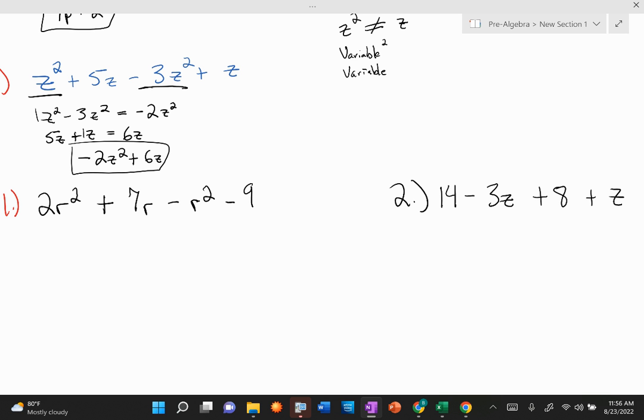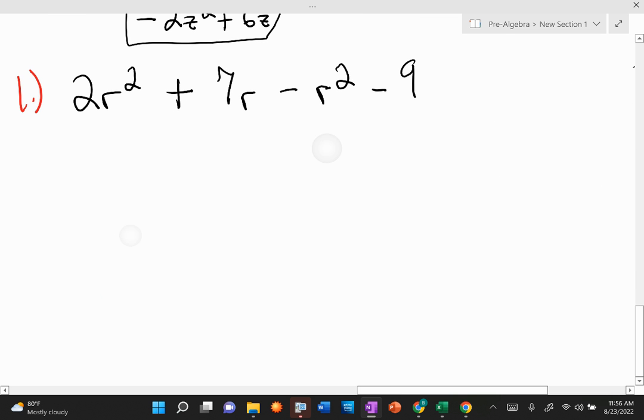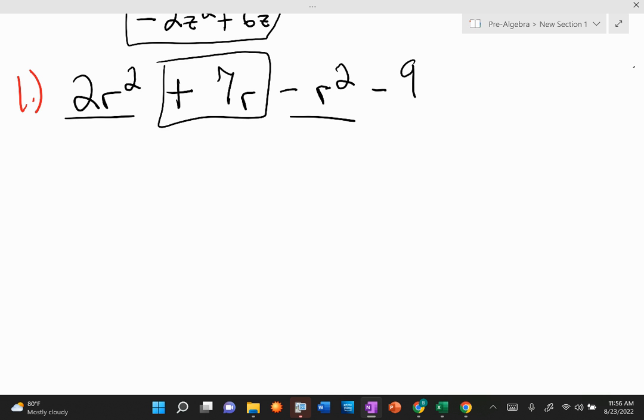Okay, guys. I'm gonna put the solutions up here so that you are welcome to check. For number one, we have three different terms: variable squared, just variable, and constant. So we've got 2r squared minus r squared, we have 7r, and we have negative 9. Now we just need to put these together.